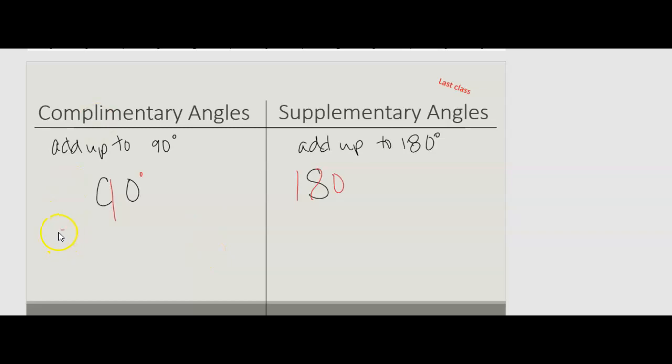So for example, like a 50-degree angle and a 40-degree angle. These are complementary because they add up to 90. And we could say similarly, a 100-degree angle and an 80-degree angle are supplementary. And knowing these rules are going to help us find missing angles.